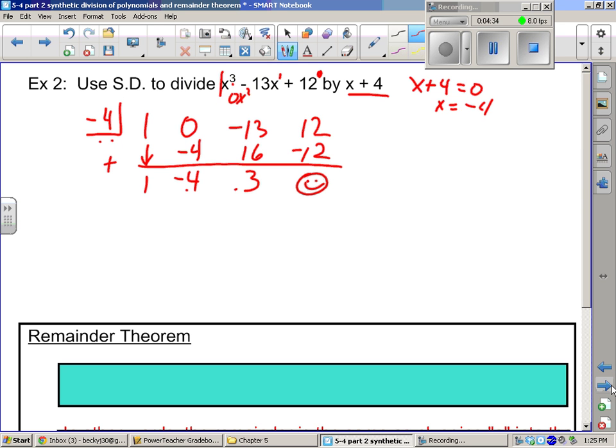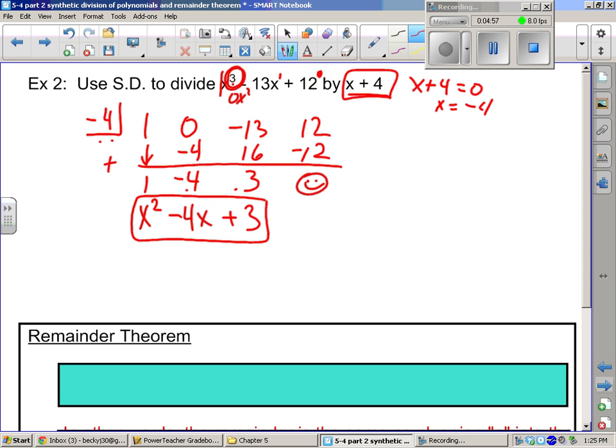We like ending in a 0 because we got no remainder. Now, because I started with x cubed, this is going to be 1 less. So this is 1x squared and minus 4x to the first power, but we don't write that, and then plus 3, and then we have no remainder. Remember, if we have no remainder, that means that x plus 4 is a factor of that, and that it fits in perfectly. Right. All right.